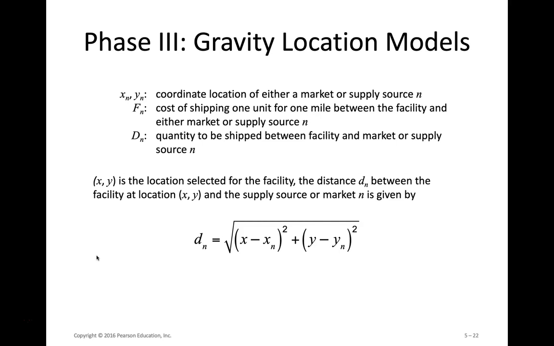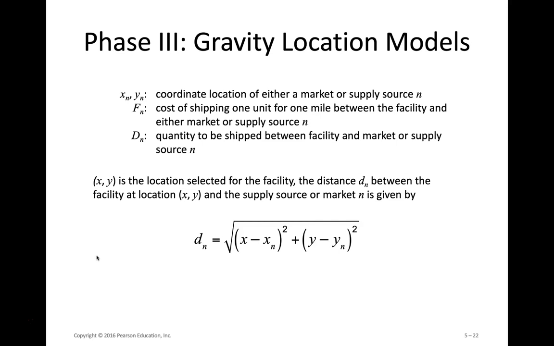To use this model, we need to know where the supply locations are and where the demand locations are. Once we know that, we also need to know how much supply you expect from each supply location, and what kind of demand you expect at each of the demand locations. You also need to have an idea of the cost of shipping to demand locations and from supply locations.